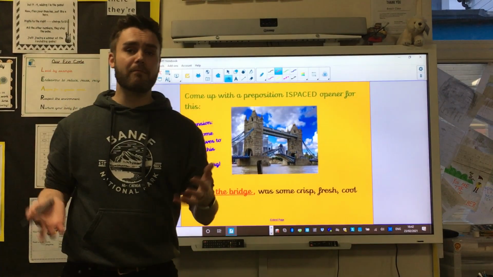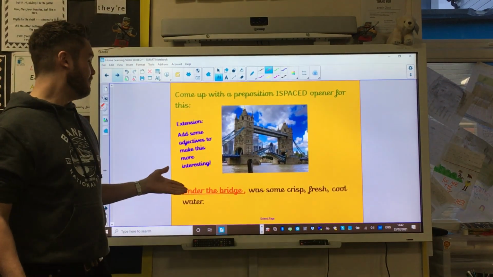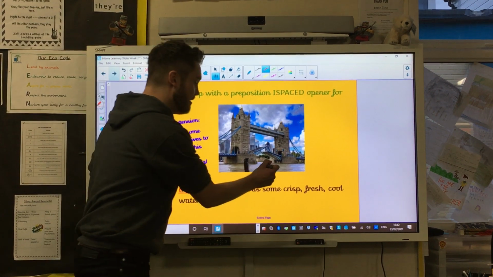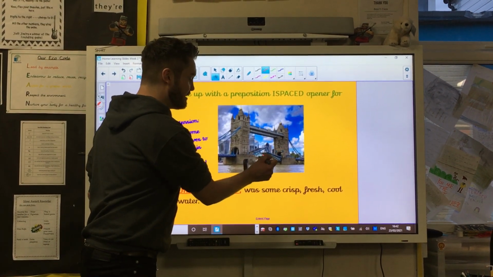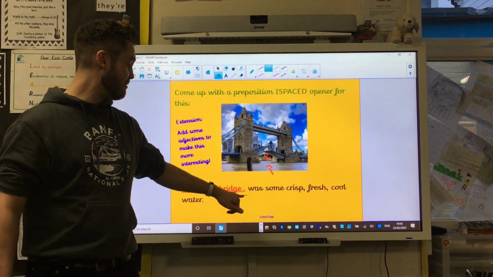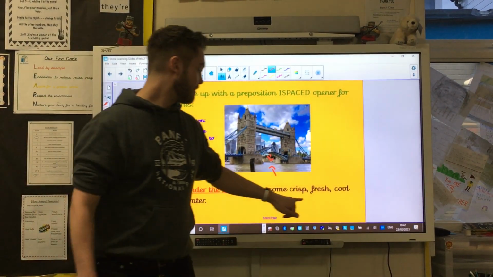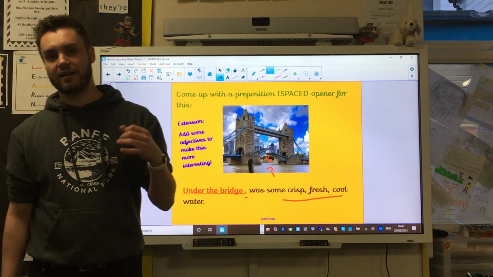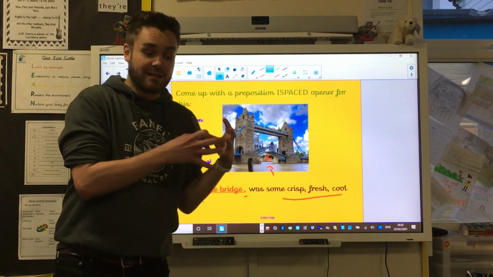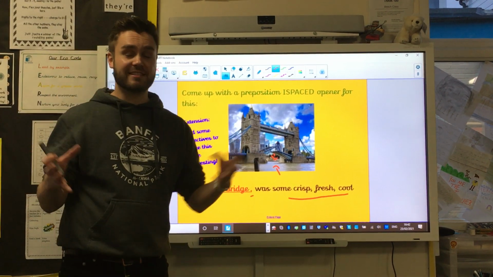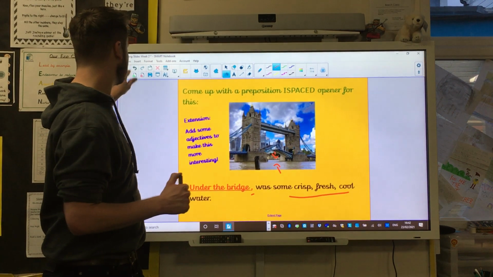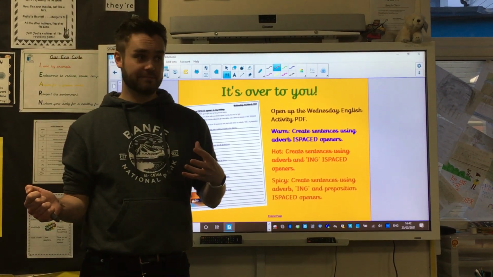So, you can have a number of different options for this one. I went for, "Under the bridge, with some crisp, fresh, cool water," because the position of this water is underneath the bridge. I'm just saying where it is. Don't forget the comma afterwards. And of course, I've turned it into a list sentence too, using those adjectives. So it just shows you how you can make those sentences a little bit more interesting by including those openers and, of course, some adjectives as well.